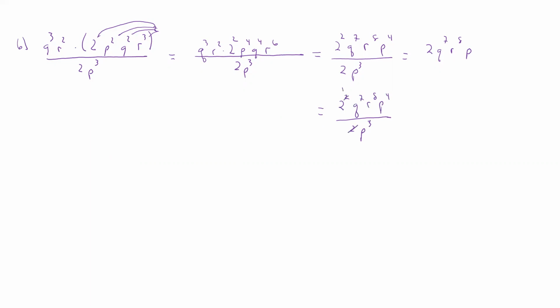3 of those cancel 3 of those, and we have 1 left. And so now we have 2 to the 1st, which is what we have, q to the 7th, r to the 8th, p to the 1st. And so that's what we have there. We don't have to really do the 4 minus 3. We can just say, well, 3 of those cancel 3 of those, and there's 1 left over. So there's 2 ways to go about this when we have the fractions. And so depending on which way you like better, you can do it. Both of them will get you the same answer.